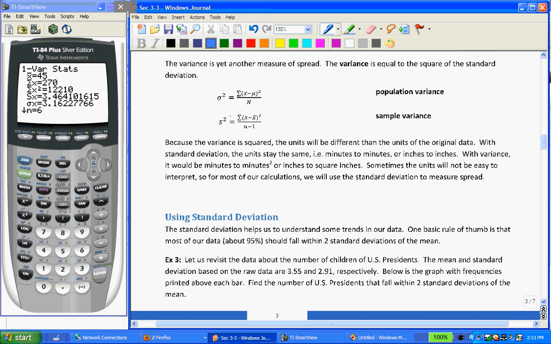Because the variance is squared, the units will be different than the units of the original data. So with standard deviation, the units end up staying the same since we square and then undo the square with the square root. So with standard deviation, you're comparing minutes to minutes, or inches to inches, or whatever the measurement happens to be. But with variance, because we don't take that square root, we would be comparing minutes to minutes squared, or inches to square inches, and that's kind of hard to compare. So sometimes the units will not be easy to interpret, so for a lot of our calculations, we'll stick with standard deviation as a measure of spread.